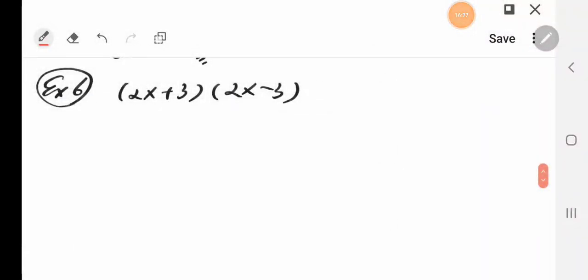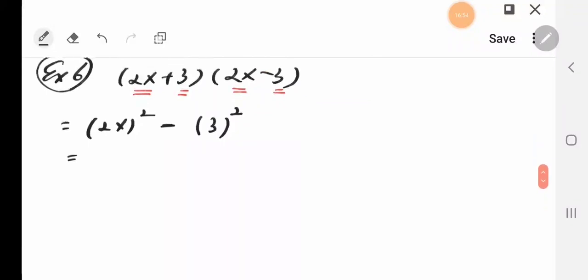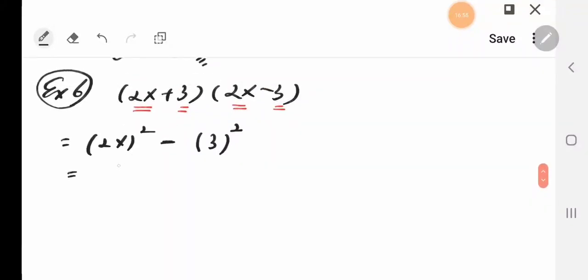Right, here is a product of binomial and binomial. Two terms are exactly the same. One is 2x and the other one is 3. 2x plus 3 times 2x minus 3. Same terms. So the result will be the square of the first term minus, this is always minus, not plus, the square of the second term. Then that will be 2 times 2, 2x is multiplied twice, so 2 times 2 is 4x squared, minus 3 times 3 is 9. So this is the result.